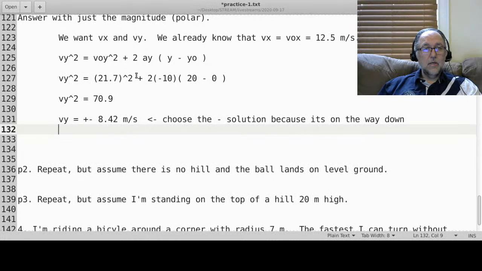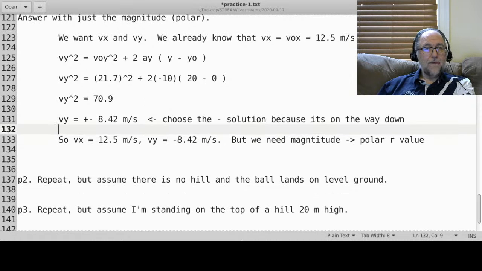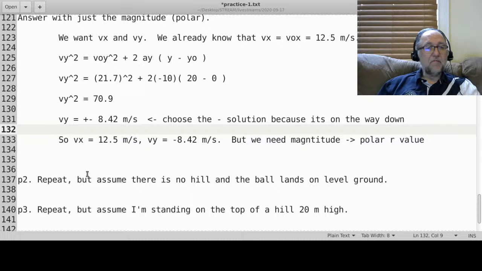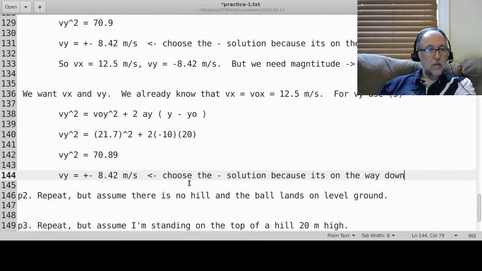Now, at this point, we still haven't answered the question. We have Vx and Vy. So let me write that in here. Vx is 12.5 meters per second and Vy is negative 8.42, but we need the magnitude, and that's the polar equivalent of r. Now, how do you get a magnitude from an x and a y component? It's the Pythagorean theorem. The magnitude just means how fast you are going, irrespective of the direction. I don't care which way you're going.